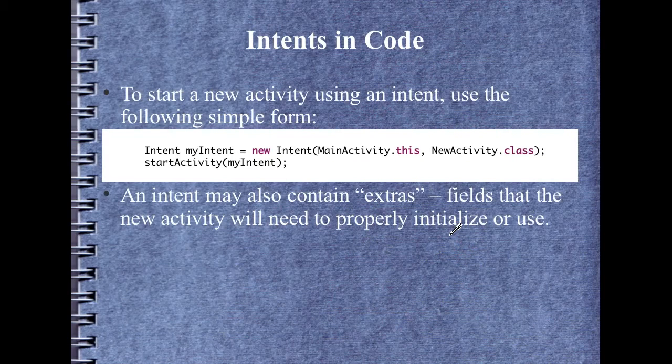Intents sound a little formidable, but actually they're very simple. To start a new activity using an intent, use the following form. So we declare an intent, and here we're declaring an object called myIntent that is of type intent. We say new intent, and we have the intent constructor, and intent has many forms of constructor, but the simplest one is the activity we are coming from and the activity we are going to. And then we call start activity with the new intent, and that will actually start the activity and display it.